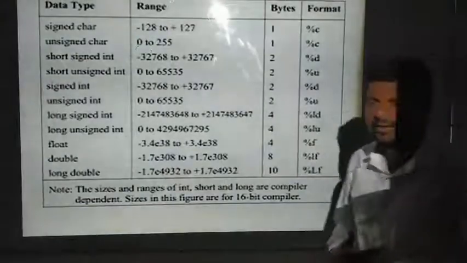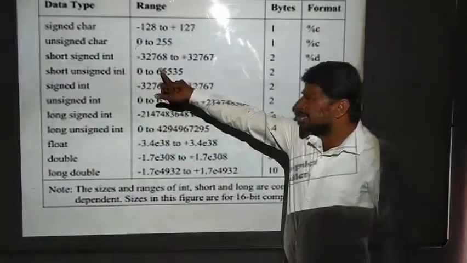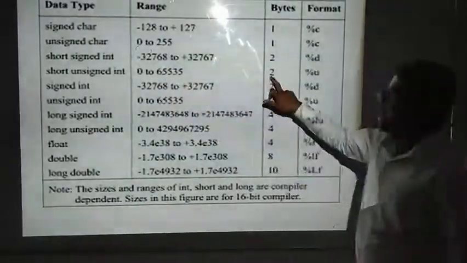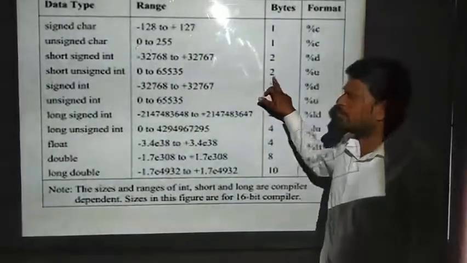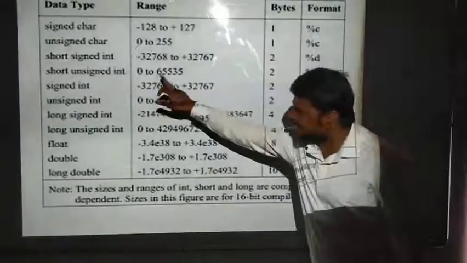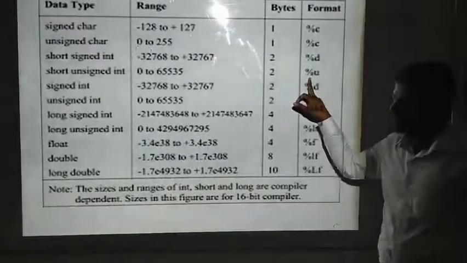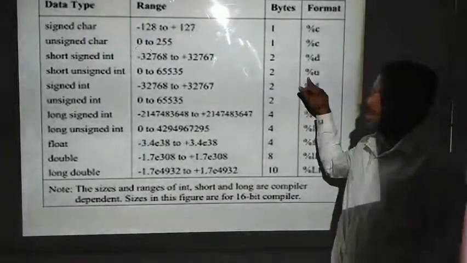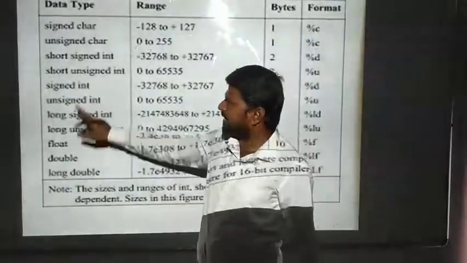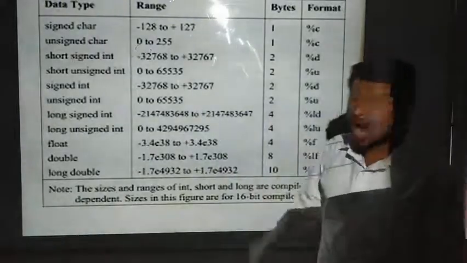If you see short unsigned integer data type, here the range is 0 to 65535, and it occupies 2 bytes of memory space. And the format specifier for unsigned integer is percentage U. For signed integer and unsigned integer, you can see 2 bytes, 2 bytes, okay.